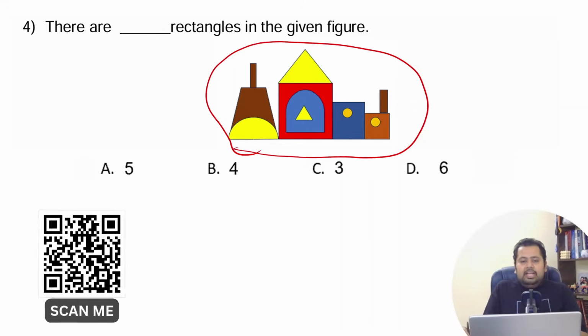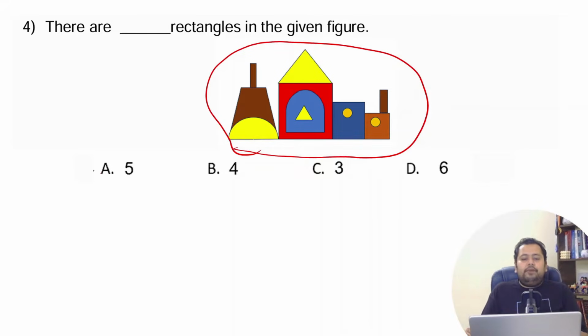Great. I hope you have got it correct. So there are five rectangles in the given figure. So this is rectangle number one, right? This is rectangle number 2. This is rectangle number 3. This is rectangle number 4. And this is rectangle number 5. So there are five rectangles in the figure given above. Hope you got it correct. If you did, give yourself a star.